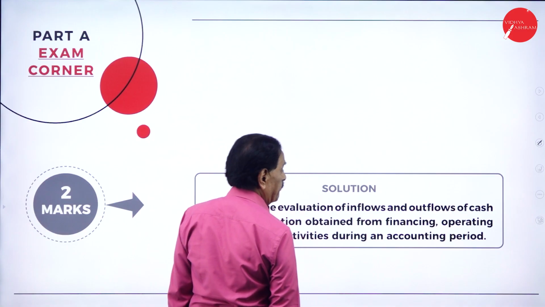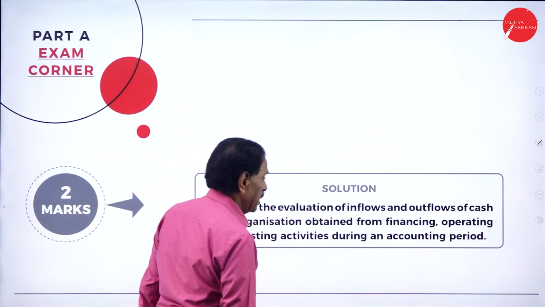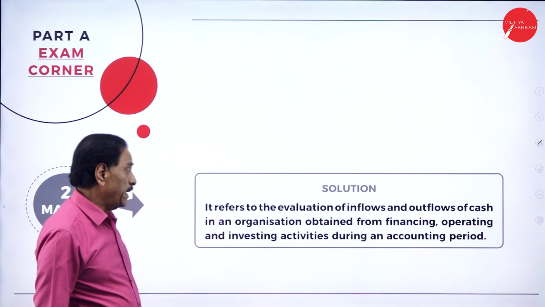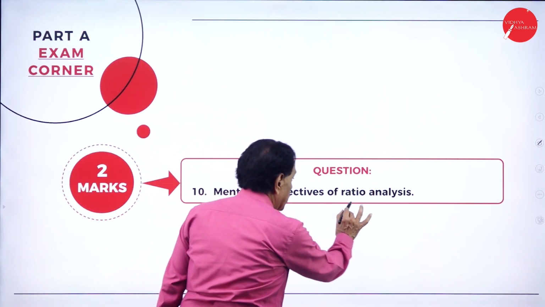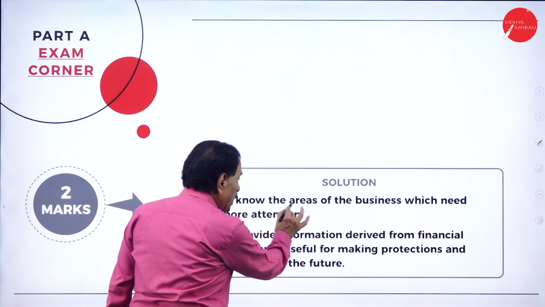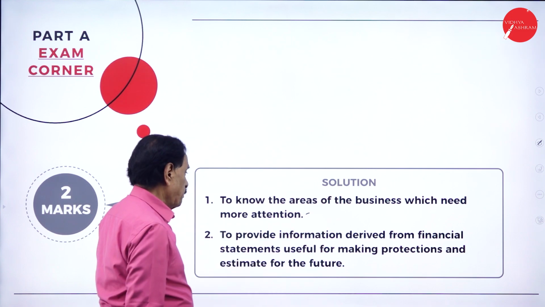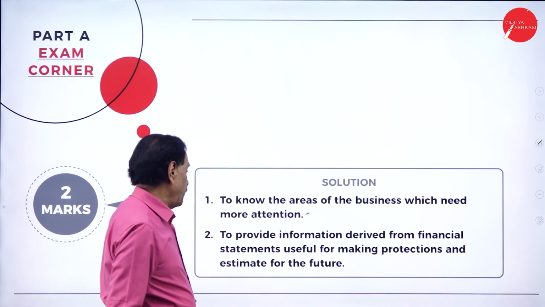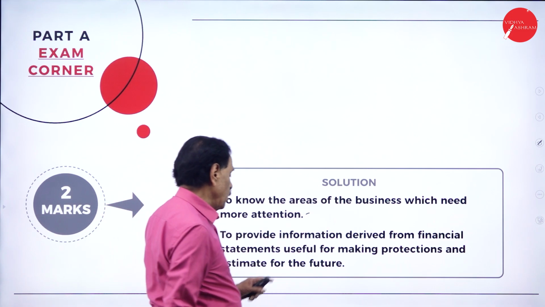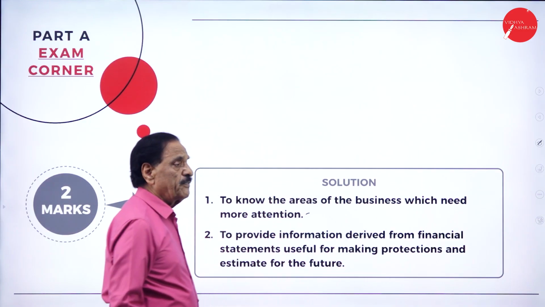12.32. Obtained from financing, operating and investing activity during an accounting period. Mention 2 objectives of ratio analysis. Number 1, to know the areas of the business which need more attention. Number 2, to provide information derived from financial statements useful for making projections and estimates for the future.